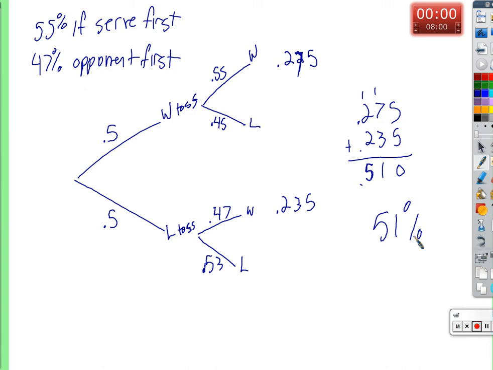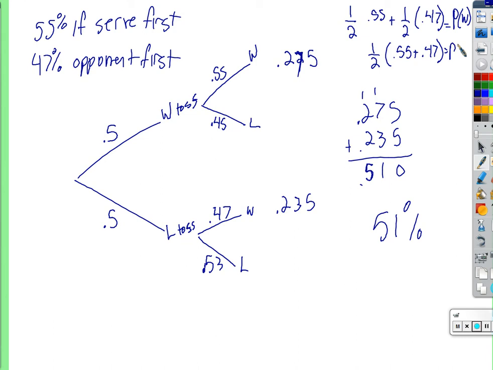You mean add 0.55 and 0.47? Yeah, and then divide by 2. Yes, I suppose we could. Would that work every time? If it's 50-50, then yes. And I just proved it to myself using that little algebra. If it's 1/2 times 0.55 plus 1/2 times 0.47 equals the probability that she wins, that's what we want to know, right? Well, we can factor out this 1/2, so it will be 1/2 times (0.55 plus 0.47). So it looks like we can just add those together and divide by 2, rather than 1/2 times one plus 1/2 times the other.